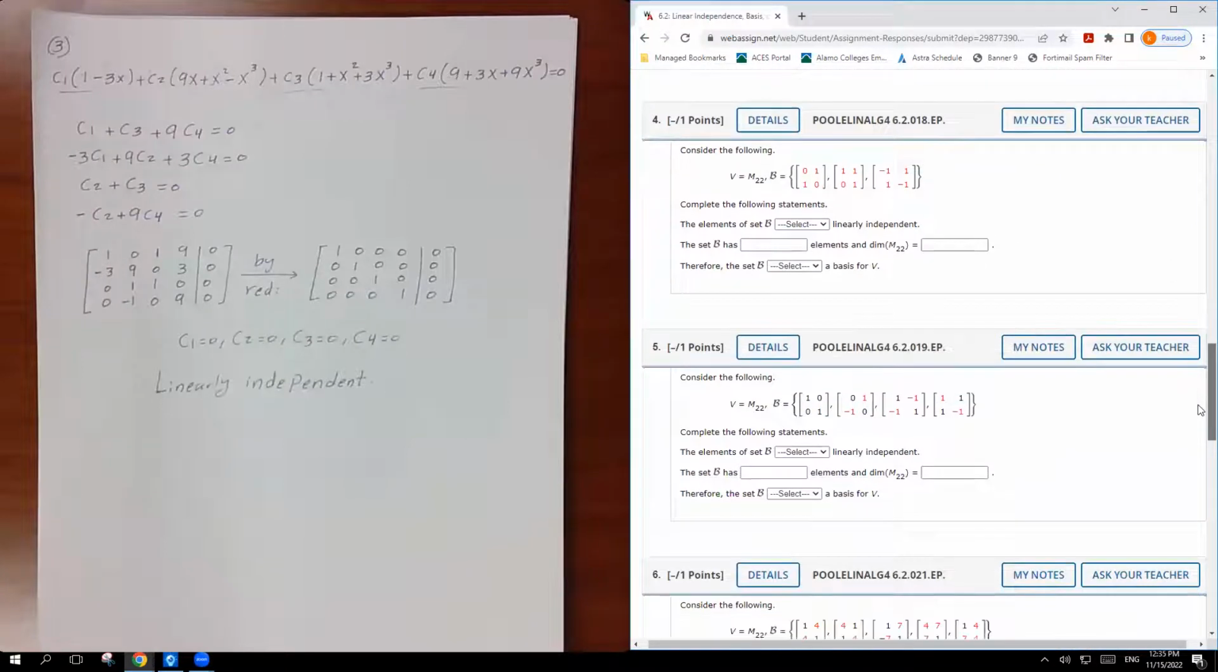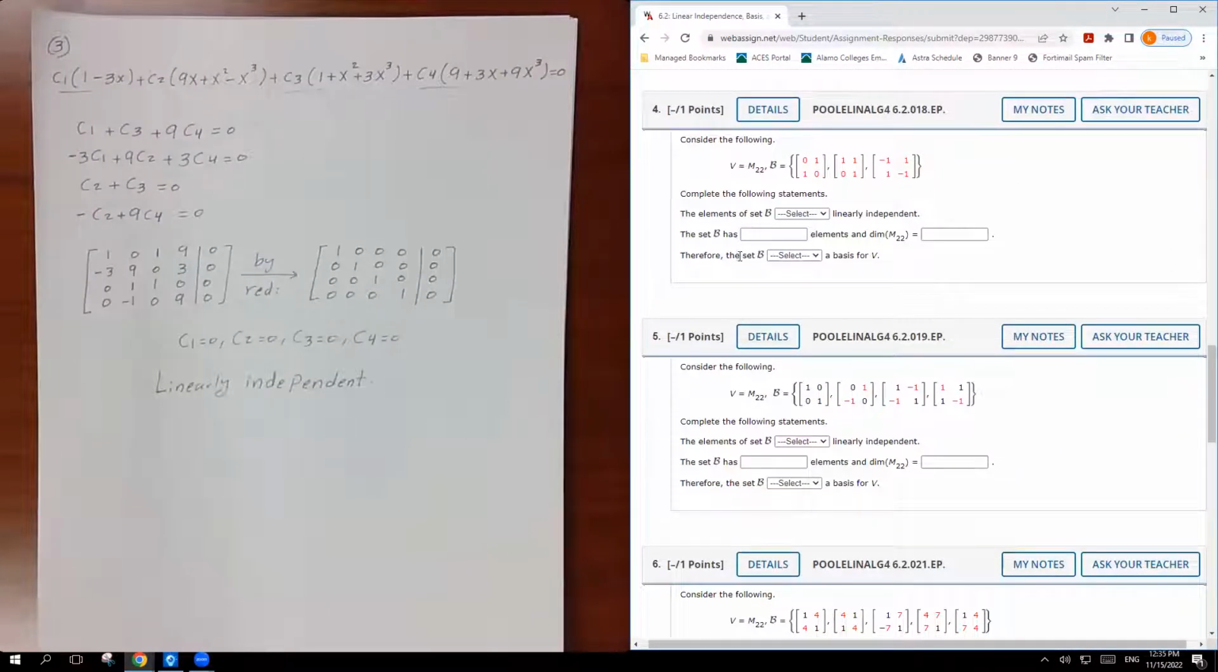Number 4, they say consider the following. Now here's the difference. V is all the matrices with dimension 2 times 2. B is the matrix here. They tell you to complete the following: the elements of B are linearly independent. So that's the first thing we have to check. You have to check that B is linearly independent.